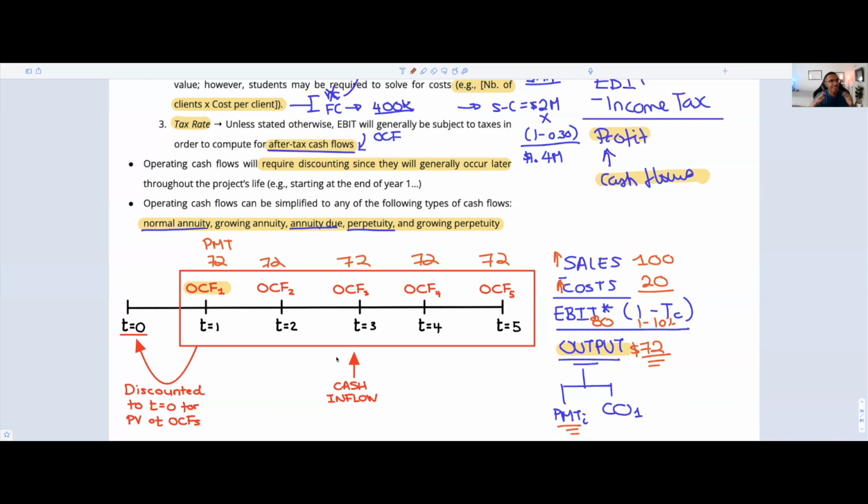So of course, the last thing that I'd like to talk about for operating cash flows is that these cash flows are occurring in the future. And if they're occurring in the future, you're not receiving them today. And because of that, you have an opportunity cost. You need to discount those cash flows to T0, and that's going to be the present value of your operating cash flows. All right, so that's the first bucket.